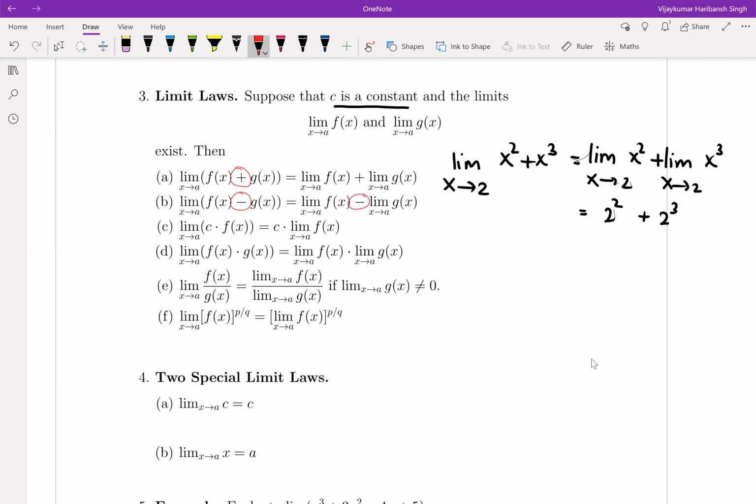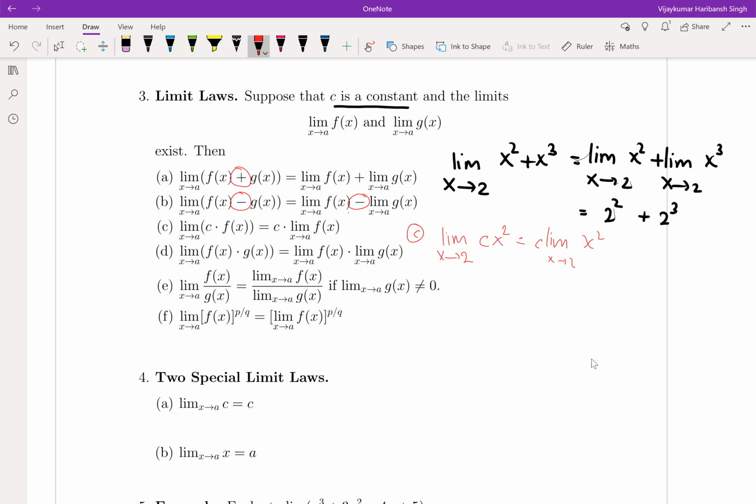Similarly, if you have a minus sign instead of the plus sign, it still works. Namely, the limit as x goes to a of f of x minus g of x is the limit as x goes to a of f of x minus the limit as x goes to a of g of x. Similarly, if you have a constant times f of x and you take the limit as x goes to a, the constant comes out of the limit: you have c times the limit as x goes to a of f of x. An example would be c times x squared, which is the same as c comes out, times the limit as x goes to 2 of x squared.